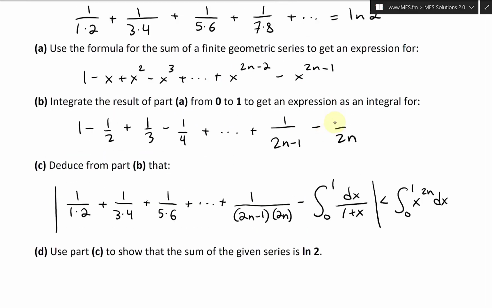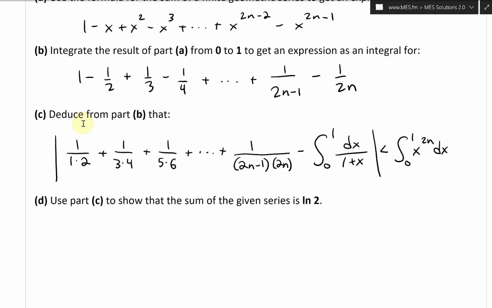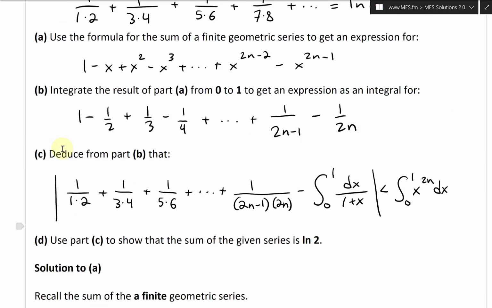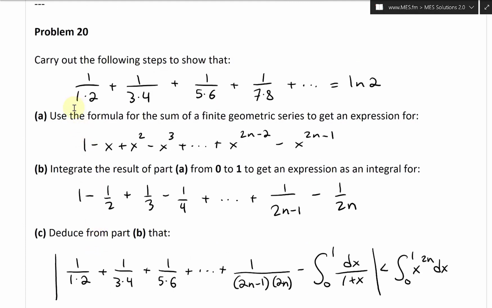And then we're asked in part C to deduce from part B that the absolute value of 1 over 1 times 2 plus 1 over 3 times 4 plus 1 over 5 times 6 plus ... plus 1 over 2n minus 1 times 2n, minus the integral from 0 to 1 of dx over 1 plus x, is less than the integral from 0 to 1 of x to the 2n dx. So a whole lot of mumbo jumbo. And then part D says use part C to show that the sum of the given series is ln 2. Alright, so let's jump right ahead to the solution to part A.